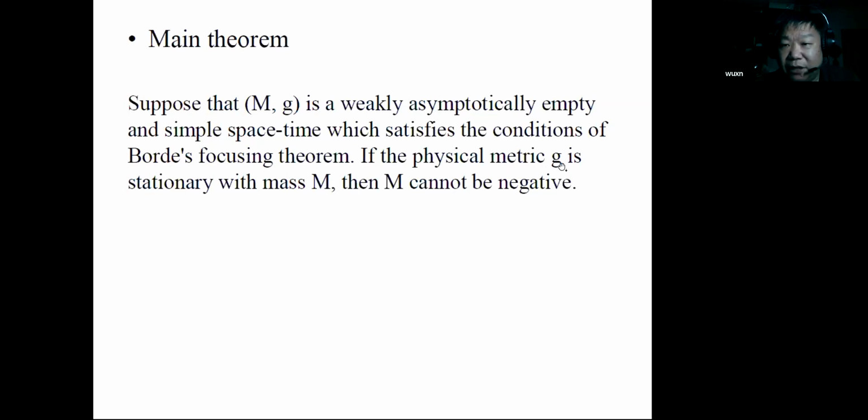If the physical metric g is stationary, now that is the disadvantage of our result. Now we can only consider the stationary case, and until now we don't know how to generalize our result to the more general case. With a mass m, then the mass cannot be negative. That is the result we can get. Which means for a stationary asymptotically empty and simple spacetime, the total mass should be non-negative. That's the result we can get now.